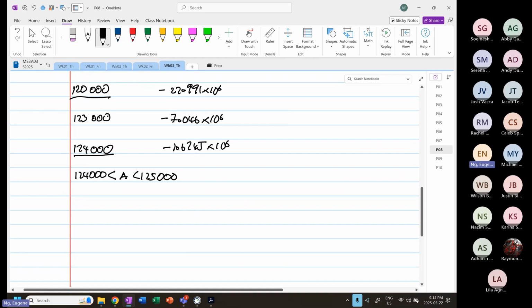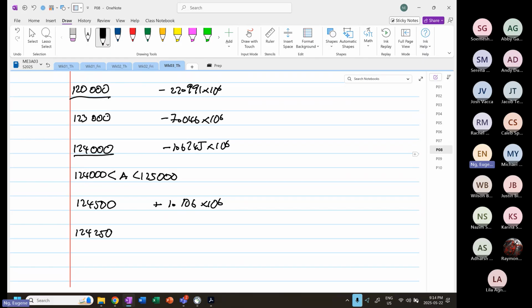So the next value I'm going to calculate is 124,500. Okay, so calculate 124,500. So now I have a positive, 1.106 times 10 to the power 6. Okay, so now it's between 124,500 and 124,000.